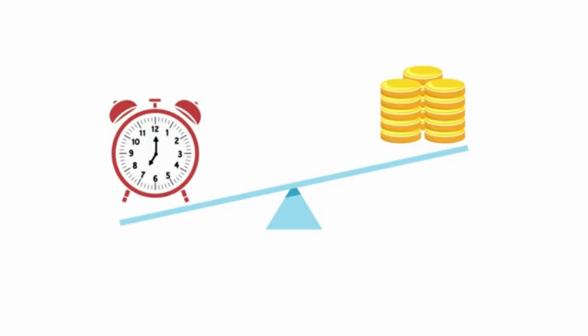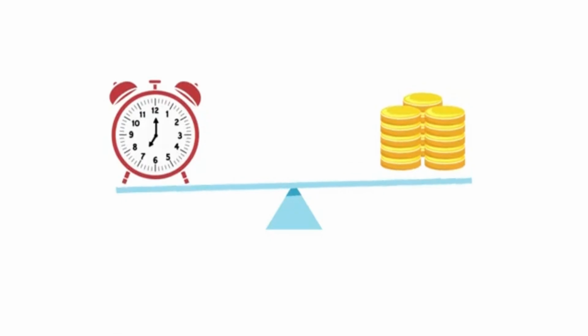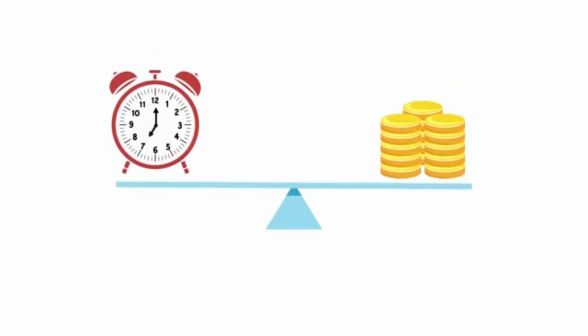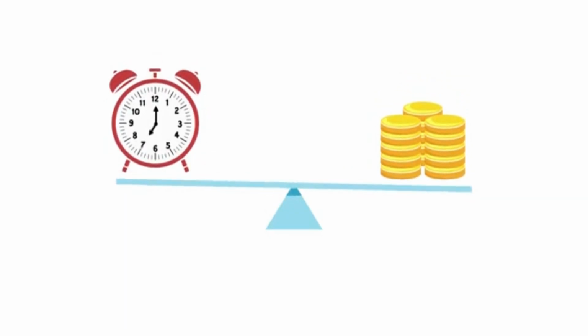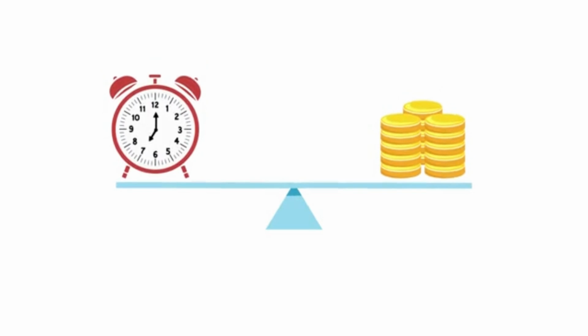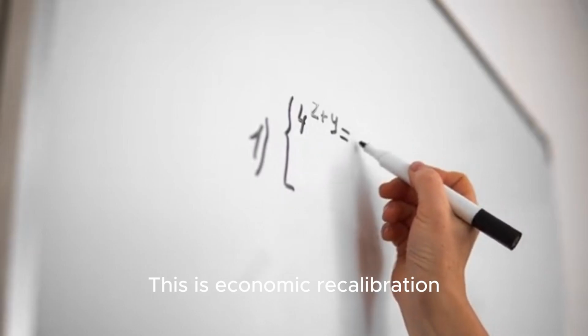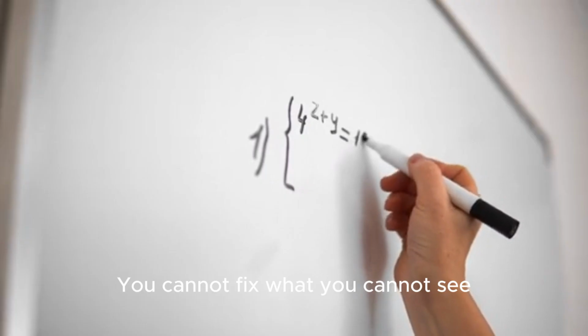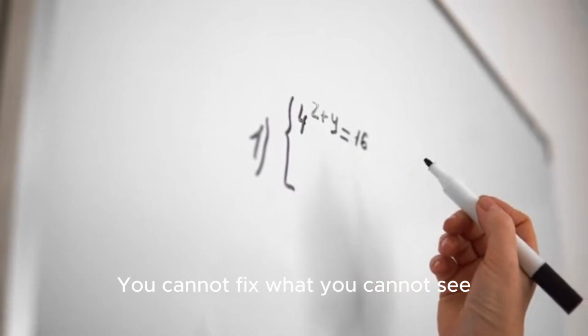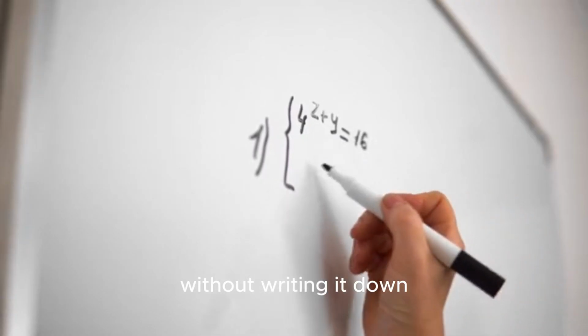The profit statement does not just show profit. It shows efficiency. It shows whether your time inside the system is generating the income you need or whether the system is underpriced. This is economic recalibration. You cannot fix what you cannot see. And you cannot see it without writing it down.